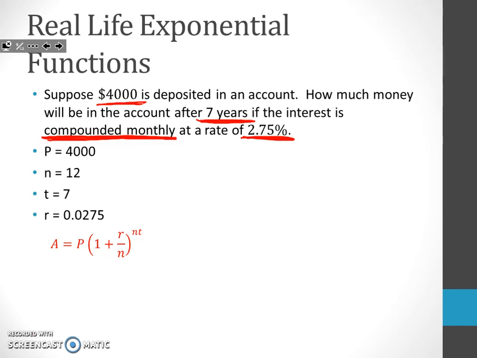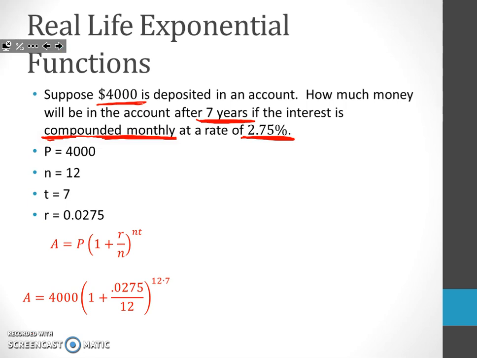So there's my original equation. I just need to plug all these values that we found into this equation. Starting out, I've got A equals, and we don't know what A is, but it equals 4,000 times 1 plus my interest rate, 0.0275, over how many times it's compounded in a year, which is 12, to the n times t power.